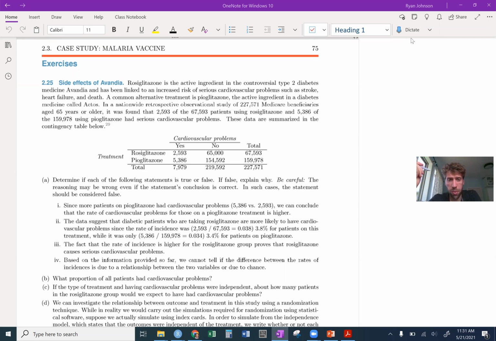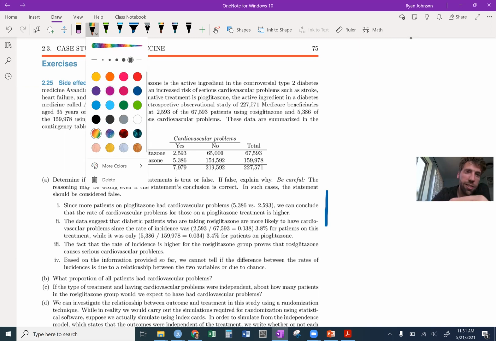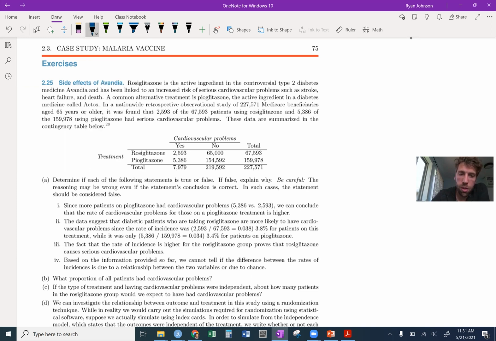Okay. Determine if each of the following statements is true or false. If false, explain why. Be careful. The reasoning may be wrong, even if the statement's conclusion is correct. In such cases, the statement should be considered false. Since more patients on the P drug have cardiovascular problems, we can conclude that the rate of cardiovascular problems for those on the P drug is higher. That's false. And then, if false, explain why. Look at proportions.